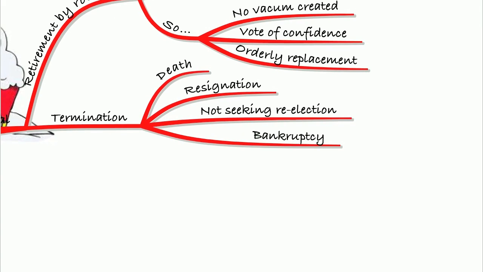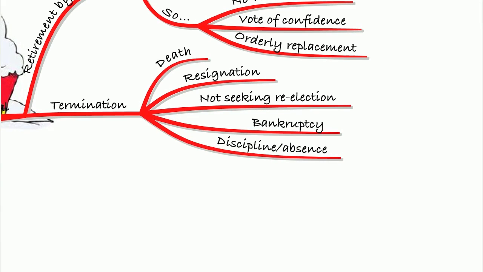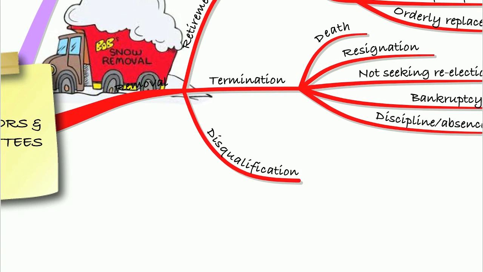It could be that they were bankrupt. Remember, if you're bankrupt, you're not able to act as a director for a certain period of time, the period of your bankruptcy. Or it could be through disciplinary procedures or absence. We already mentioned in one of the previous lectures that the directors must attend the directors' meetings, the board meetings. If they don't attend the board meetings over a period of time, then they can be terminated. They can be removed from their directorship. So those are some of the particular ways that a director's contract could be terminated. What about disqualification?